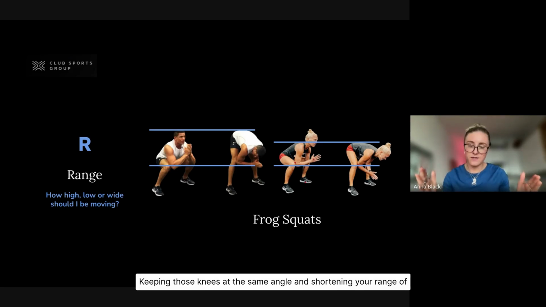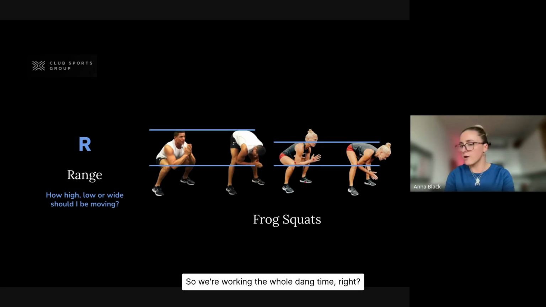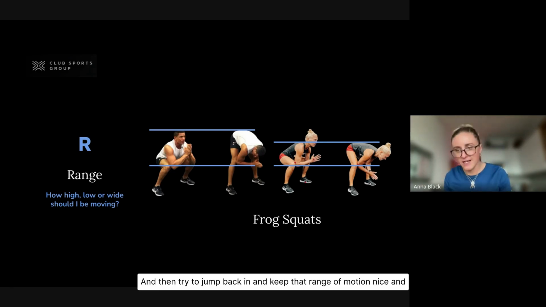So keeping those knees at the same angle and shortening your range of motion, just like Mitch said, is going to keep the engagement in the glutes, in the quads. So we're working the whole dang time, right? If people need that rest, because again, as soon as you start doing it right, this gets real hard. So if you need to stretch it out, shake it out for just a second, there's nothing wrong with that. But again, that's kind of your resting position. And then try to jump back in and keep that range of motion nice and shallow.